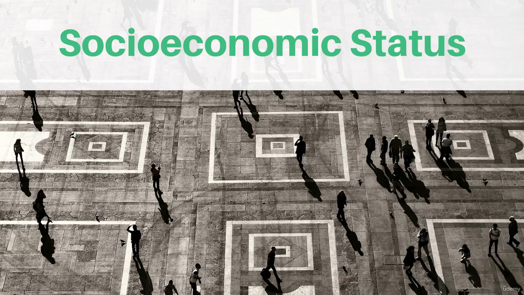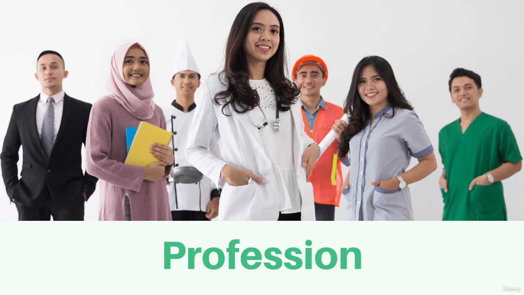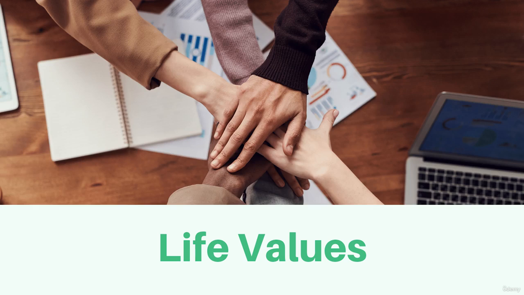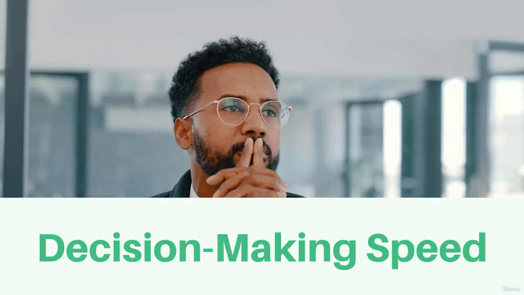Number 5. Socioeconomic status, affluent or poor. 6. Profession. You can set it for HR, doctors, etc. 7. Income. This parameter is important for those who work within the US but doesn't work in Europe. 8. Life values. 9. Decision-making speed.